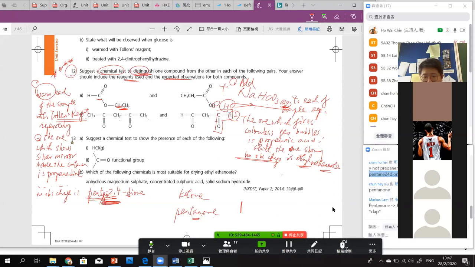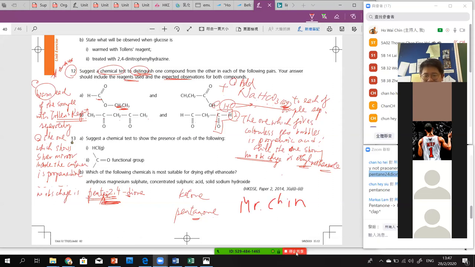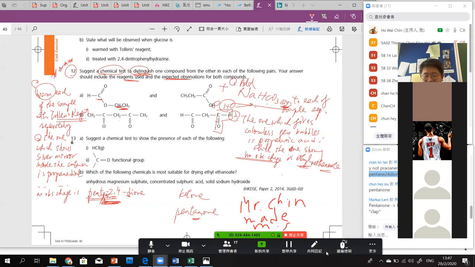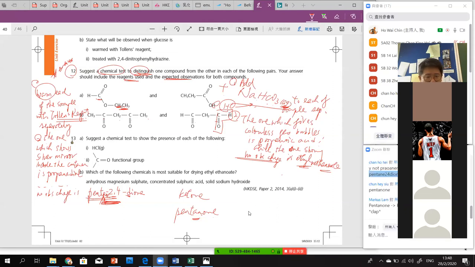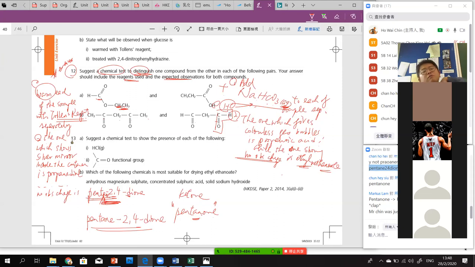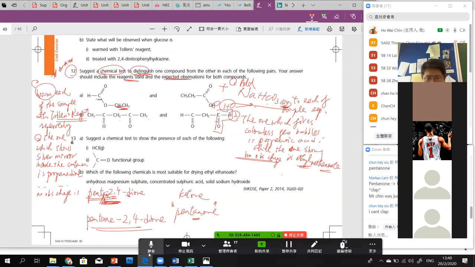Just clap. Do you know how to clap? No problem. I'm just human, right? Many of you will make mistakes, right? So the case is whether or not you know how to spot it out and you know the rules to name the chemicals. So I will write down again. It's correct. Pentane-2,4-diol. Oh, this one I just mistook it. You don't know how to clap? You have got one symbol for you to clap.